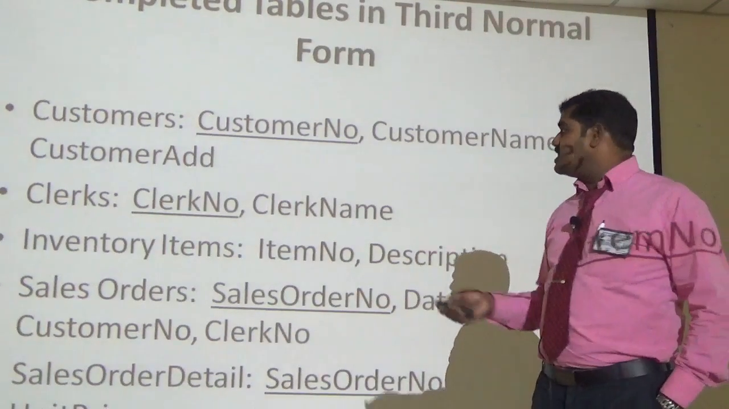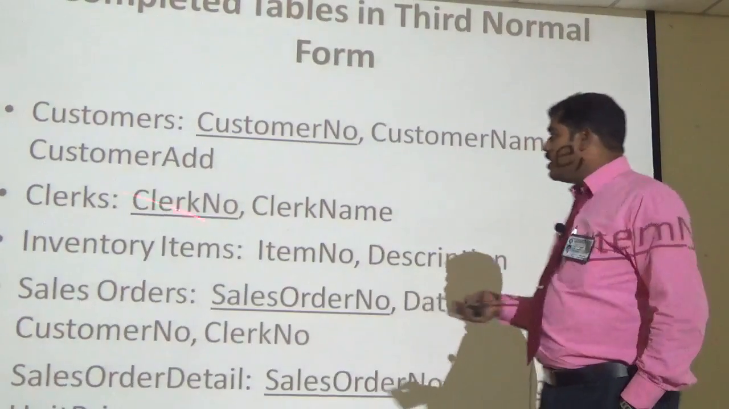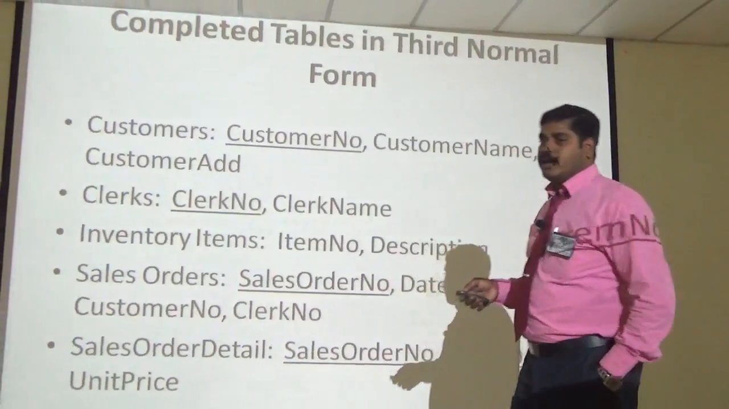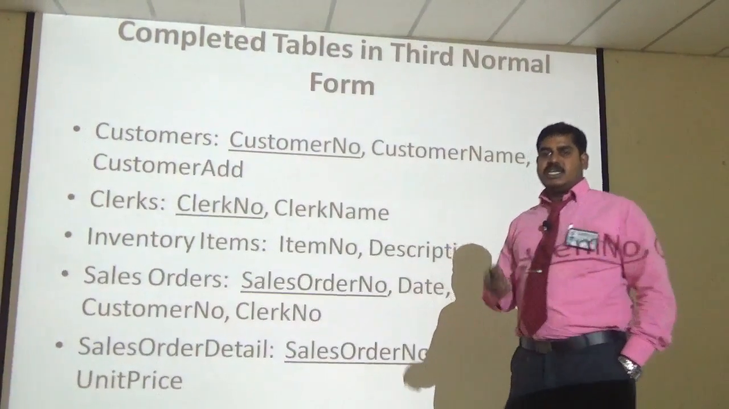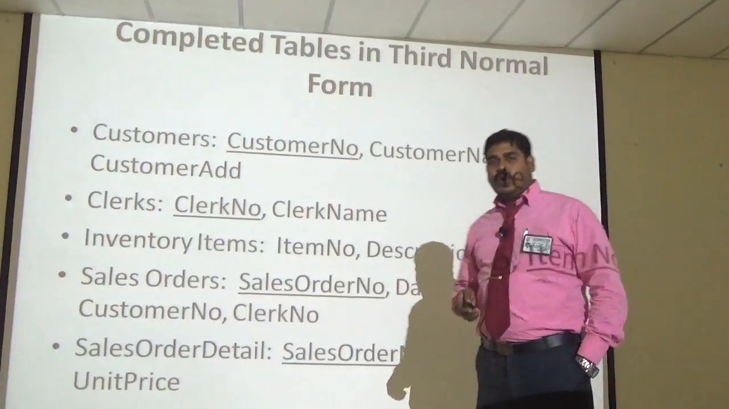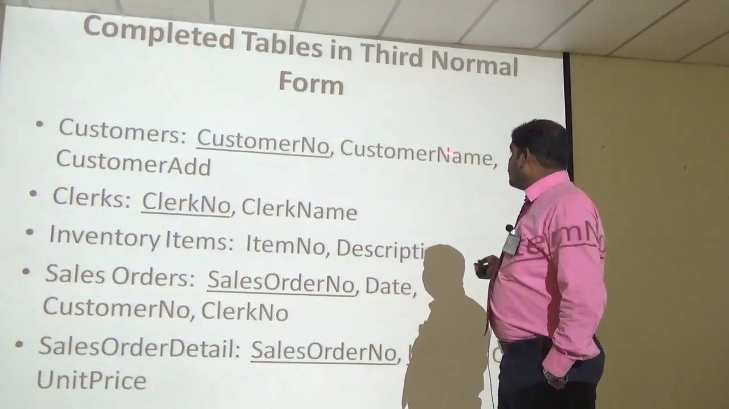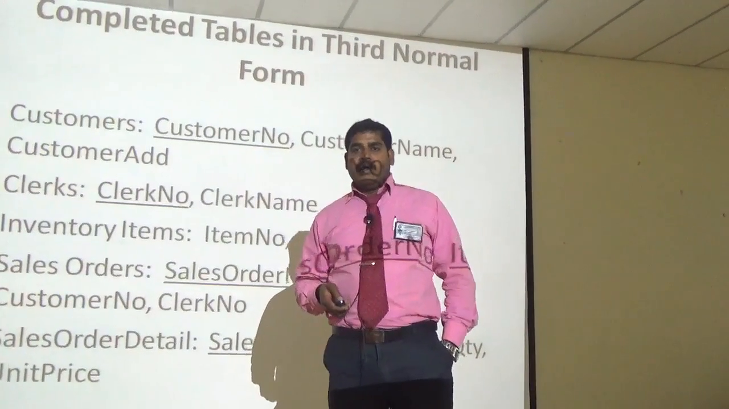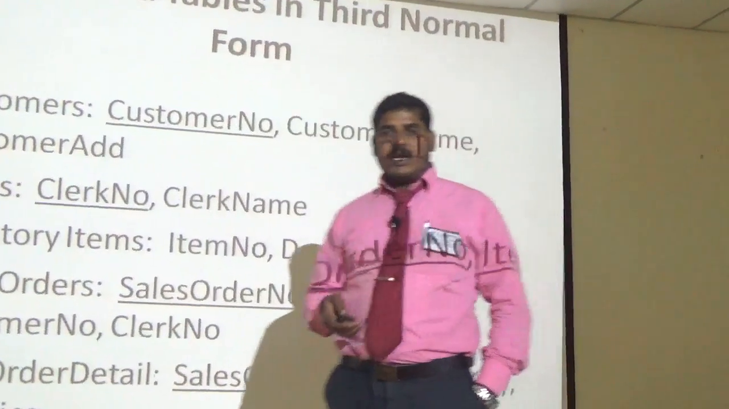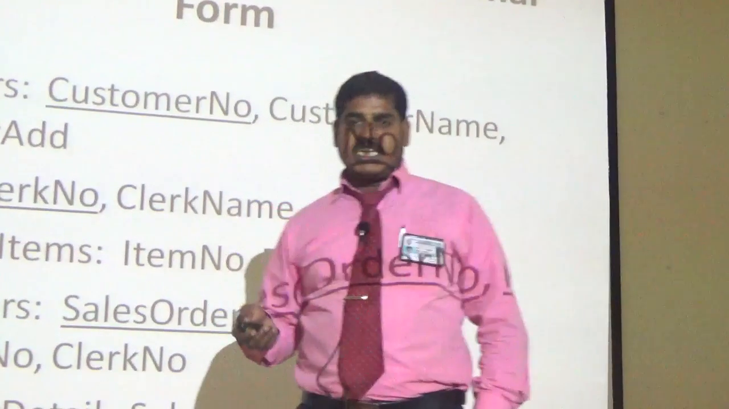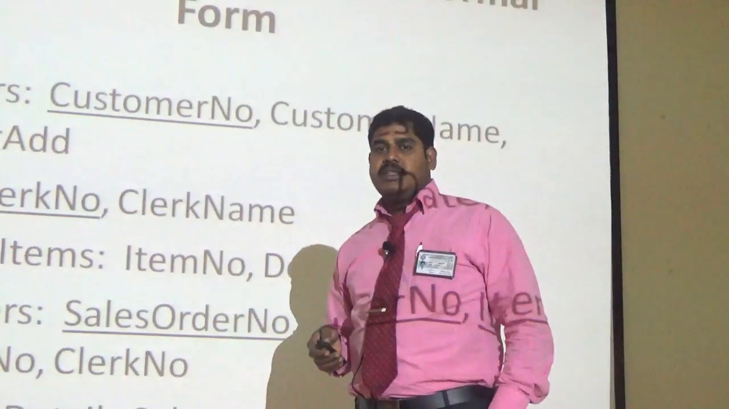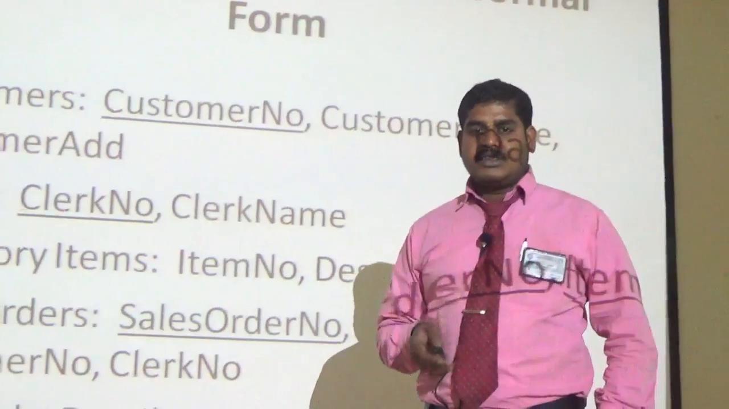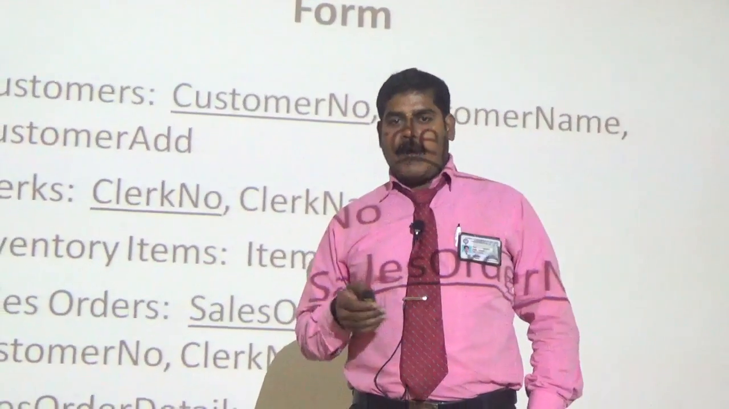If you want to delete a customer, you can delete a customer. If you want to delete a clerk, you can delete a clerk. If you want to delete an item number, you can delete the item description and also the item number. And then the update anomaly. If you want to change the address of a particular customer, without affecting the other tables, we can update the customer address. So here we have avoided the repetition, the insertion anomaly, the update anomaly, and the deletion anomaly. So in general, what is normalization? In normalization, we avoid repetition, insertion anomaly, deletion anomaly, and update anomaly.